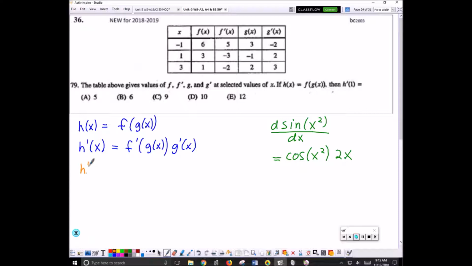So now I need to find h prime of x equal 1. So I write that down. h prime of 1 is f prime of g of 1 multiplied by g prime of 1. So I need to find g of 1. Raise your hands, please. What's g of 1?